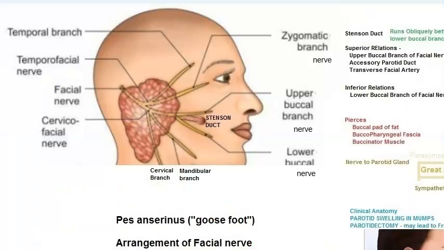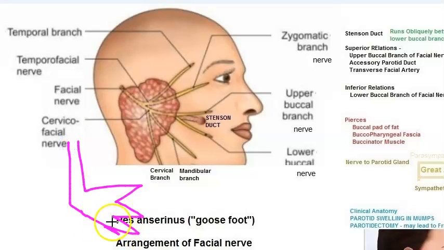Guys, you can see the facial nerve here. Arrangement of facial nerve is like a foot of a goose. Okay. Have you seen a foot of a goose? Something like this it will be. We'll try to draw and show. A foot of a goose will be like this. Something like this. So let us say this is a goose. Its foot will be something like this. So that is why they have said pes anserinus, meaning the goose foot, of who? The facial nerve. Facial nerve inside this parotid gland, it is dividing into these 5 branches, right?